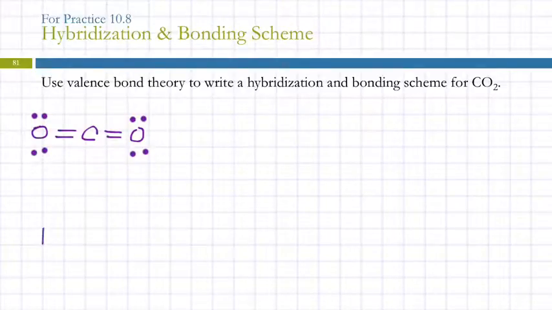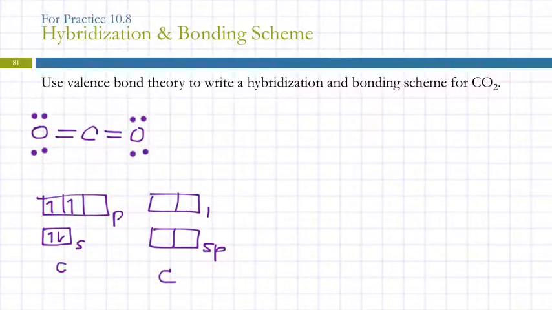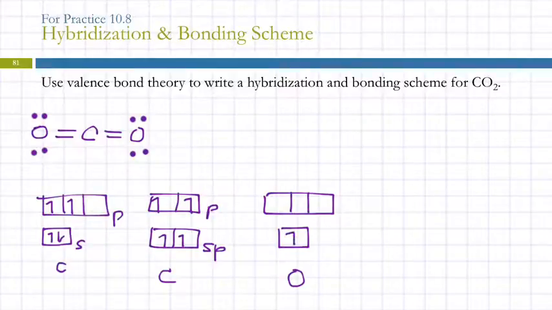So I'm going to draw the valence orbital diagram for carbon. It's got S and P. And then I'm going to hybridize. I'm going to have S and P, so that's an SP, and what's left is 2 p orbitals. I'm going to put my 4 electrons in there, 1, 2, 3, 4. And then for the oxygen, I'm not going to hybridize the oxygen. Oxygen has 6 valence electrons. So it looks like this.